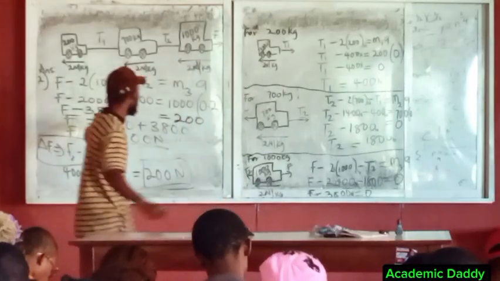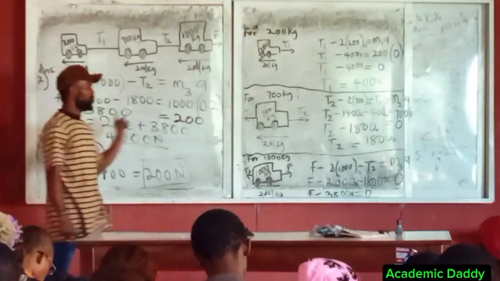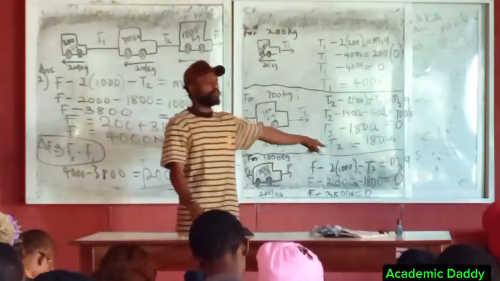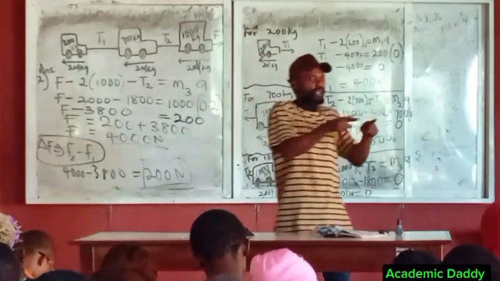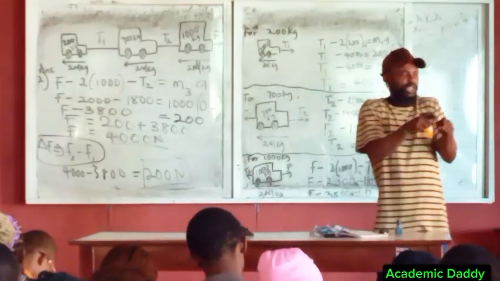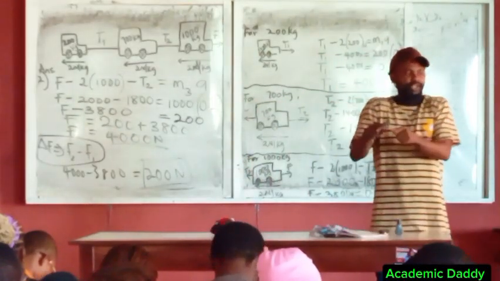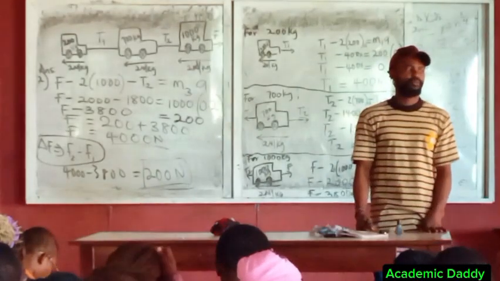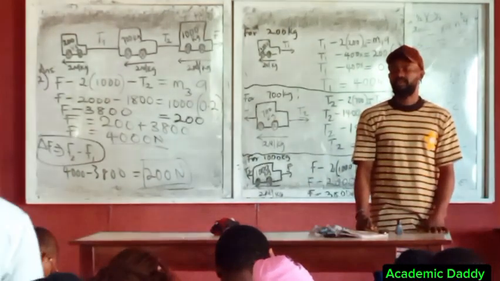This is the first acceleration 0.2. This is the first acceleration 0. So the change in the pulling force is simply going to be when the acceleration is at 0 and when the acceleration is at 0.2. That will be the change.